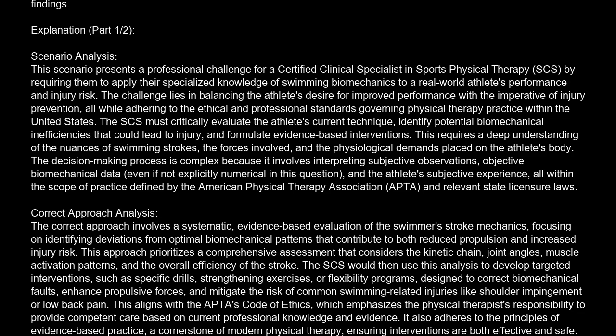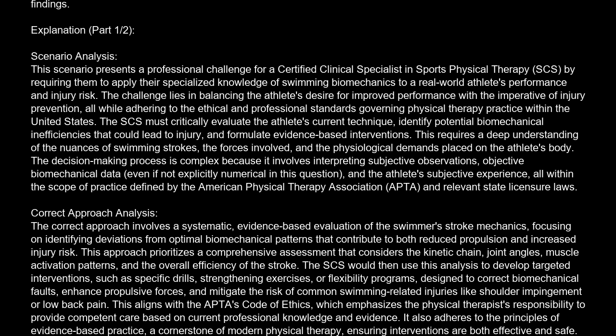Correct answer is B. Conduct a detailed biomechanical analysis of the swimmer's freestyle stroke to identify specific inefficiencies contributing to both reduced propulsion and potential injury risk, and then develop targeted interventions based on these findings.